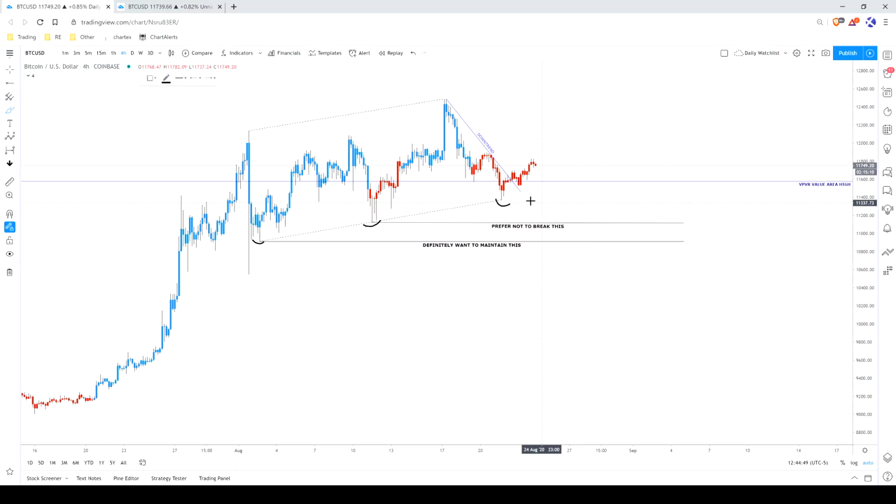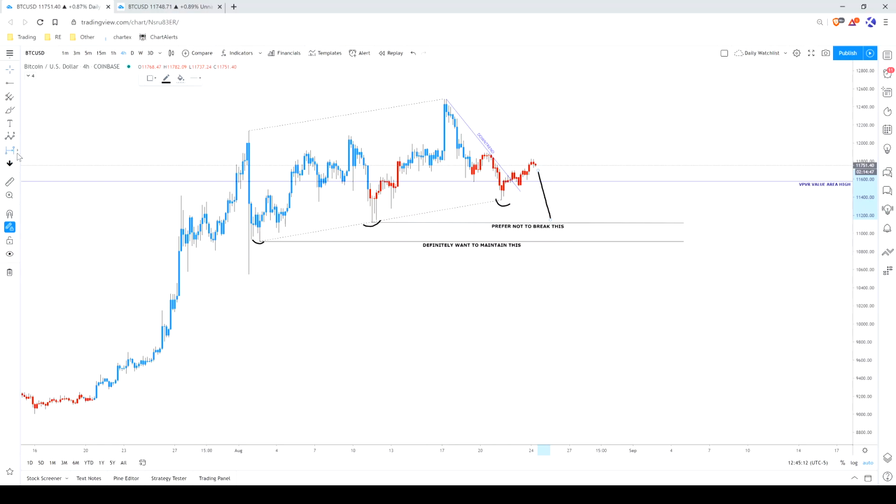For now, I'm operating under the assumption that this is going to hold as a higher low, but it is very possible that we break down one more time, and I just would like to see us maintain these. Primarily this one, but it would be ideal to maintain this one as well.